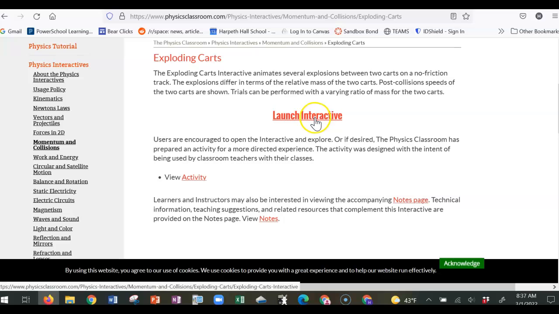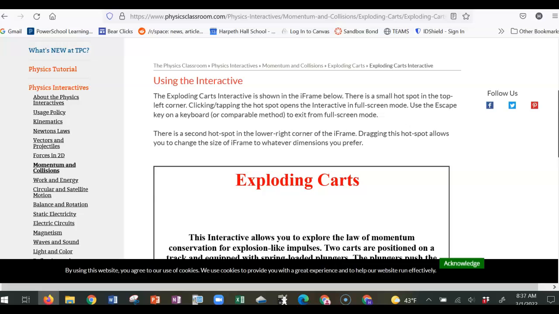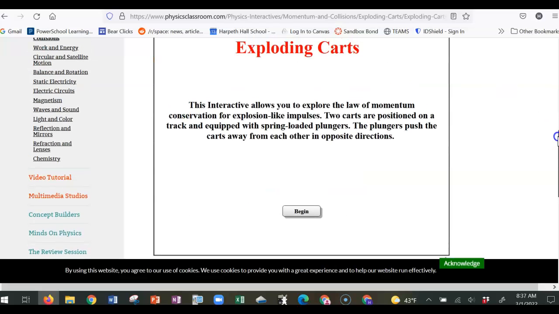Click on the words Launch Interactive. And then a little bit down, you see you've got a box that says Exploding Carts, and we're going to click Begin to look at this simulation.